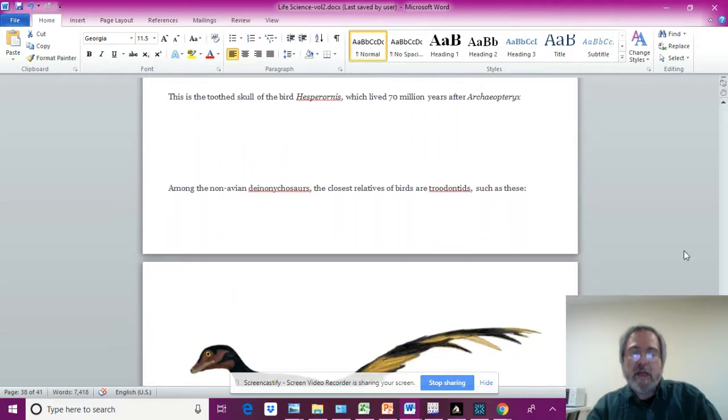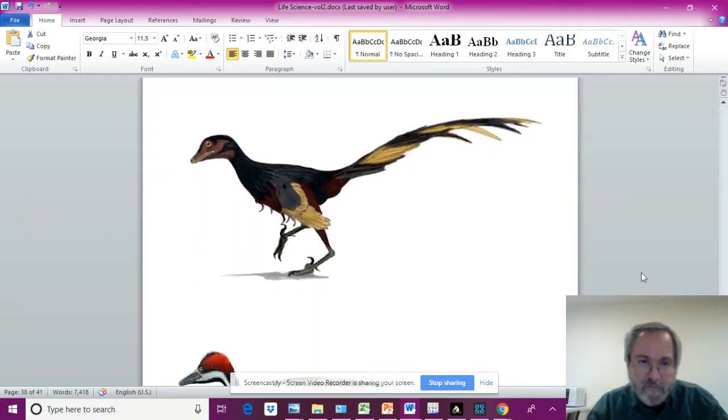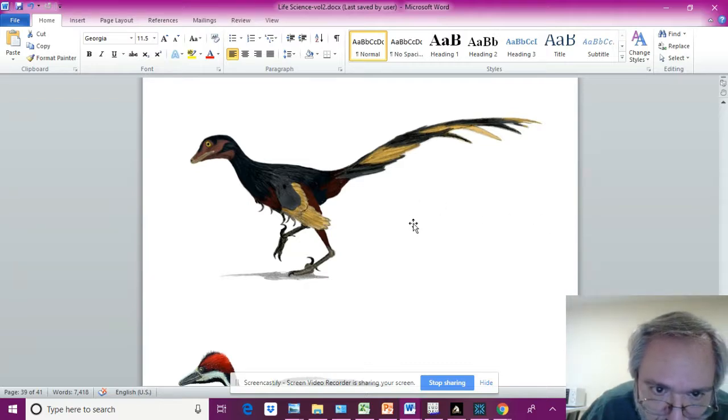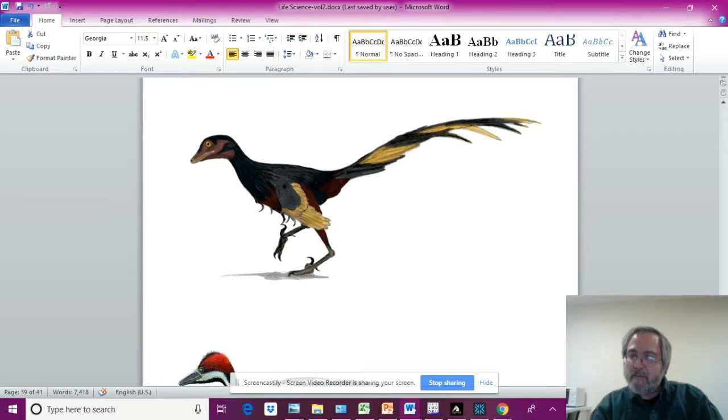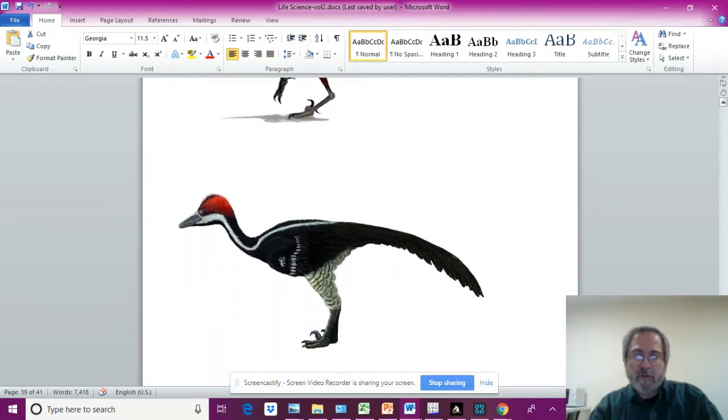Then among the non-avian dinosaurs, the closest relatives of birds are troodontids. So troodontids kind of look like these guys. You see that bit of a sickle claw, long tail, or another one of these.